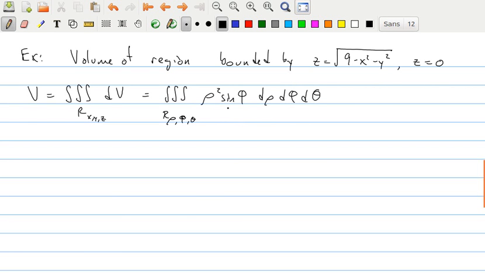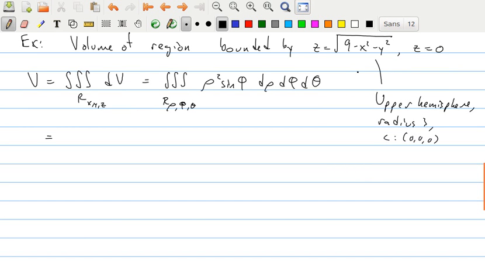So this is one of those things, just like the r that crops up, this is one of these things that you'll, for the moment, have to accept or memorize, but once we get into the next section on Jacobians, you'll see why this is true. So let's go and set up our limits of integration here. This right here is just the upper hemisphere of radius 3, centered at the origin. So that makes spherical coordinates the natural choice on this.